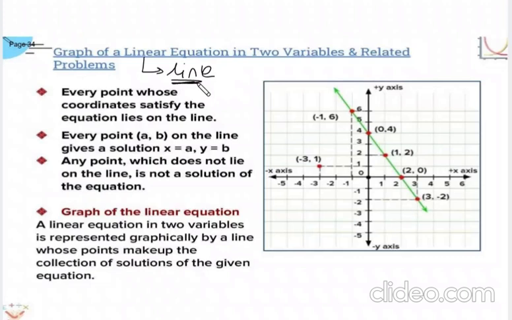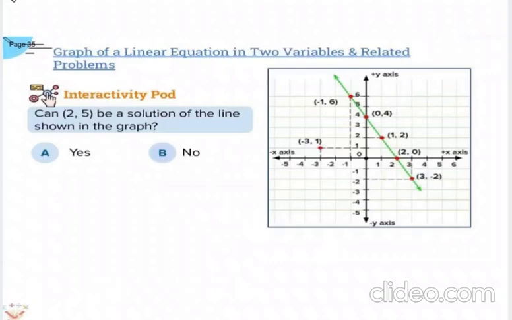Now every point (a, b) on the line gives a solution, that is x equals a, y equals b. A is the abscissa and b is the ordinate, so any point which is not on the line will not be a solution, as simple as that. Graph of a linear equation: whenever a linear equation in two variables is represented graphically by a line, the points on the line make up the collection of solutions of the given equation.